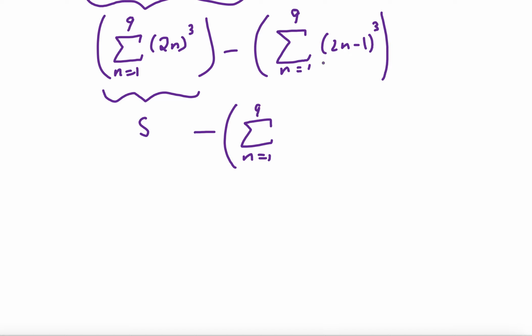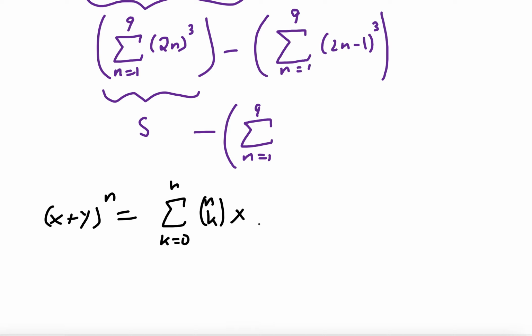And how do we expand this binomial? Well, there's a theorem called the binomial theorem. And that's going to state (x + y)^n is going to be equal to the sum of k going from 0 to n of n choose k, which is our combination, times x^(n-k) y^k.